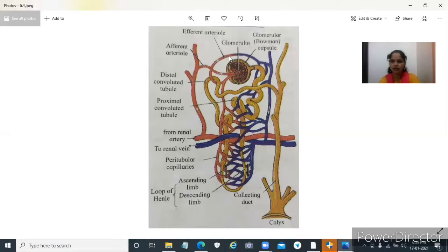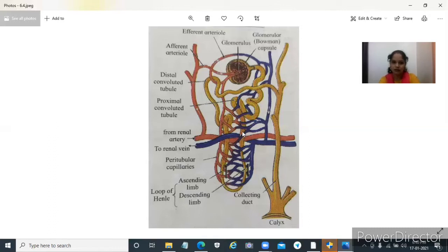Now it forms a capillary network around the PCT, then the DCT and the loop of Henle. In a cortical nephron, it forms a peritubular capillary network because there is no vasa recta. Like that, in a juxtamedullary nephron, there is a peritubular capillary network, that's the vasa recta. It surrounds the PCT, DCT and the loop of Henle.